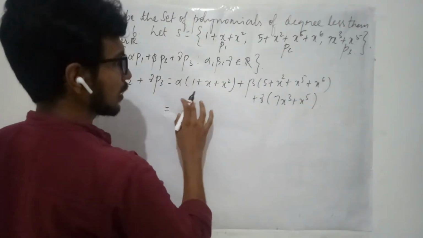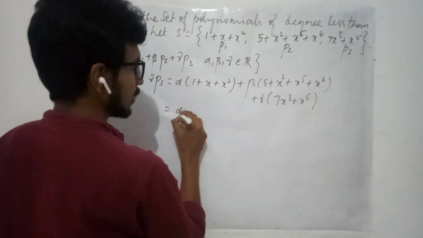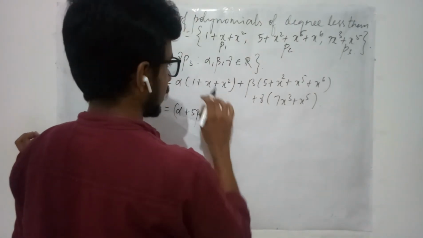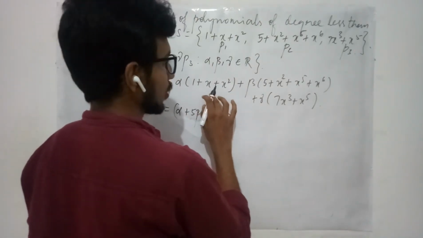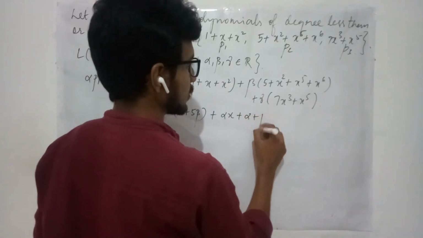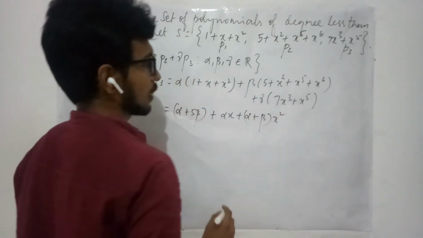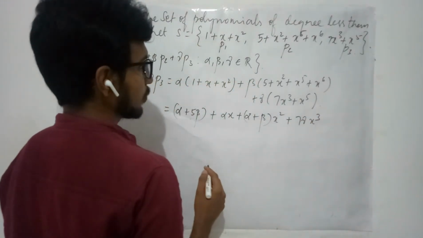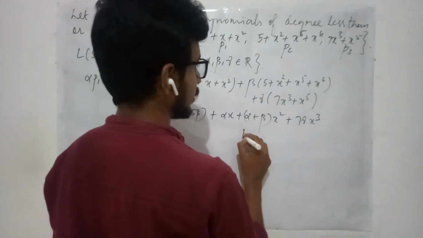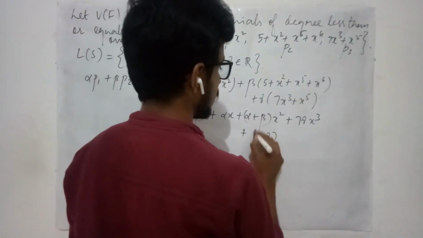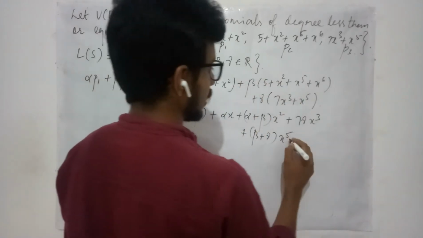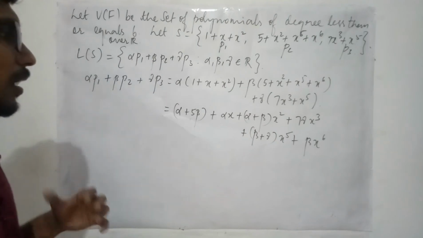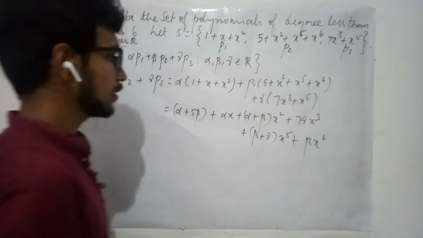So first let me collect the constant terms. It is alpha plus 5 beta. Right? Next let me collect x terms. It is alpha x. Okay. Next x square terms. It is alpha plus beta x square. Next x cube terms. It is 7 gamma x cube. X power 4 terms we don't have. Then x power 5 terms is going to be beta plus gamma x power 5 and beta x power 6. Do they have anything in common? Are there any repetitions? No, right?